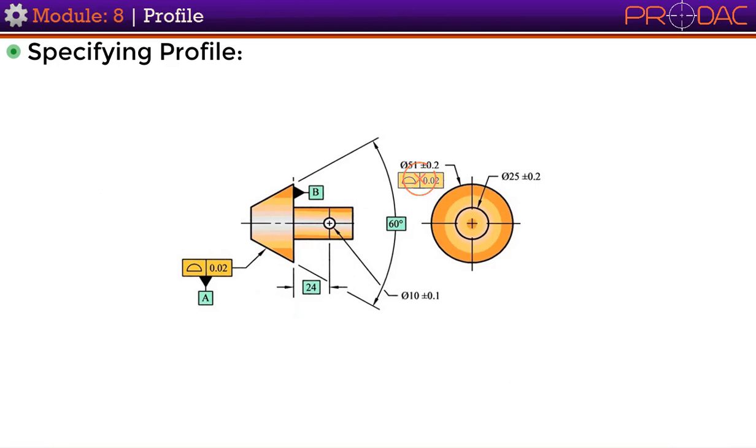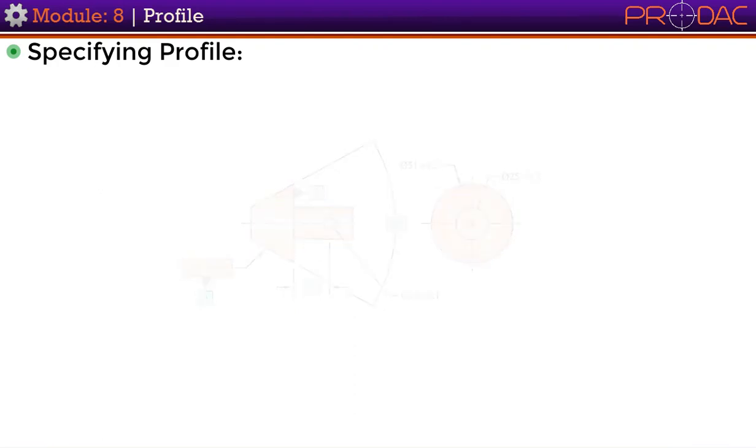The profile feature control frame contains the profile of a line or of a surface symbol and a tolerance. Since profile controls are surface controls, cylindrical tolerance zones and material conditions do not apply in the tolerance section of profile feature control frames. The shape of the tolerance zone is the shape of the profile, not a cylinder, and material condition modifiers do not apply to surface controls. There are three ways to specify profile.